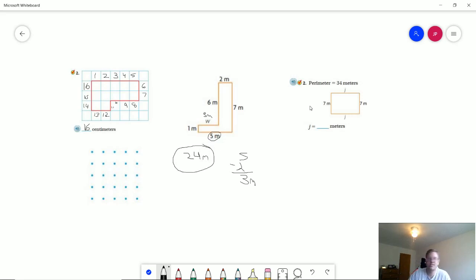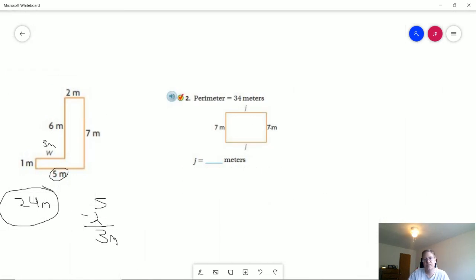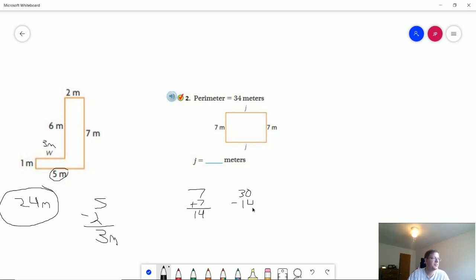And then the last thing we can do is find the perimeter of a rectangle by recognizing that both of these sides are going to be the same length. Both of these sides are going to be the same length. And so we can do 7 plus 7 to get 14. And then we can do 30 minus 14 for our second step. I'm sorry, that should be a 34. Which is going to give us 20.